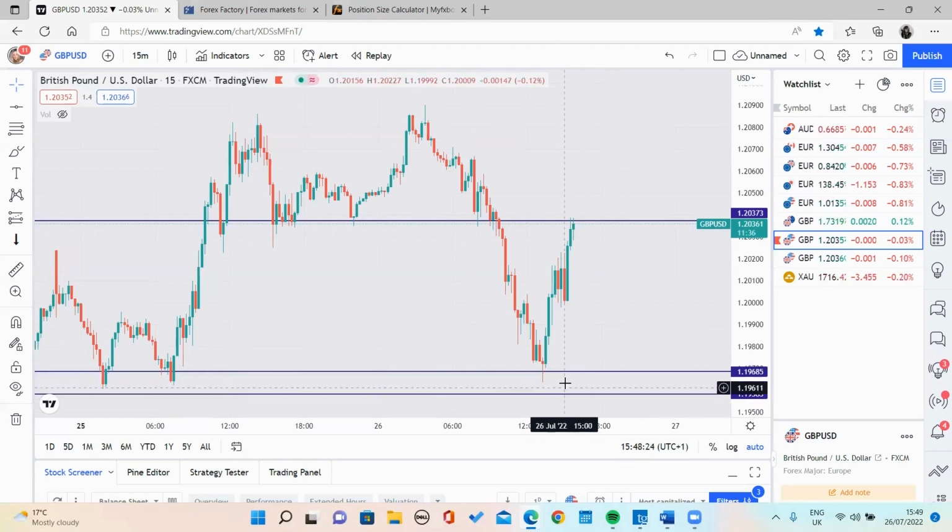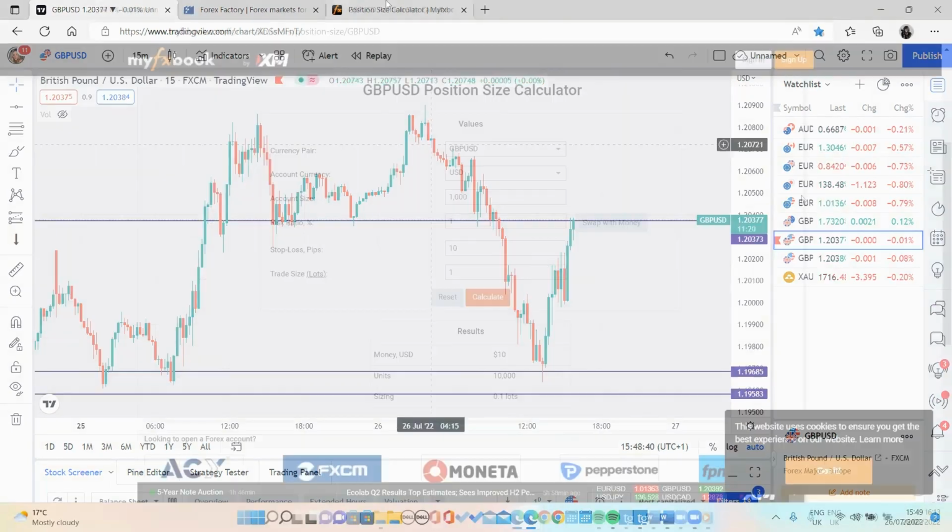So I know that each pip, the value is going to be $1. Yeah, if that makes sense. But to save you working it out, you can use a calculator. So I've got the calculator up now, and I'm going to show you the information that you need to put in when you're working out your risk of a trade.